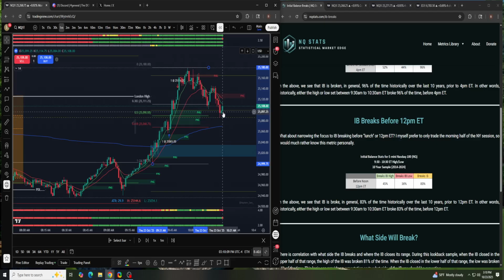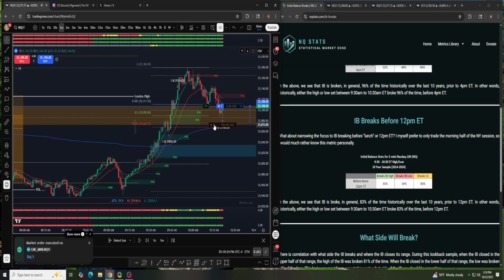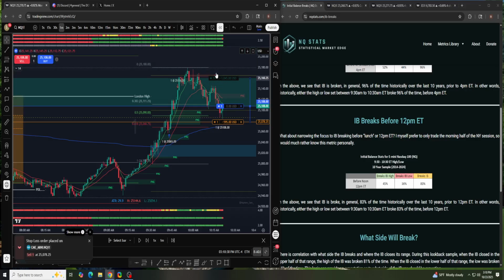Little manipulation here. And then I think this is where Chris got long, probable Chris. I got long up here. I had a crappier fill. And you can see there we got a dots reset here. 30 points. Whatever, close enough. And then the stats look for a high of the initial balance to get hit.